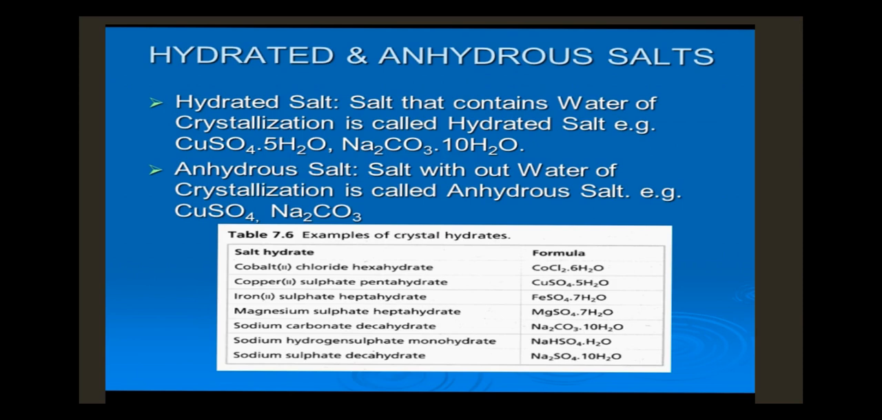For example, CuSO4·5H2O, Na2CO3·10H2O. Now here you can see the specific number of water molecules, that is this 5H2O, 10H2O. This specific number of water molecules is attached to this salt. So when a specific number of water molecules is attached to any substance or any salt, that substance or salt is called a hydrated substance, or we can say hydrated salt.